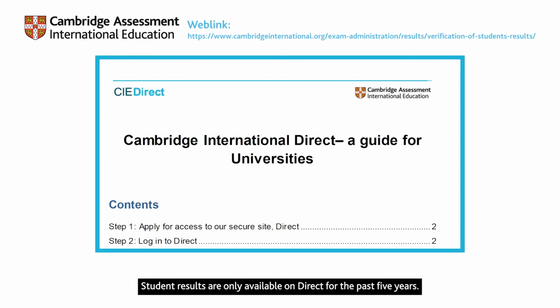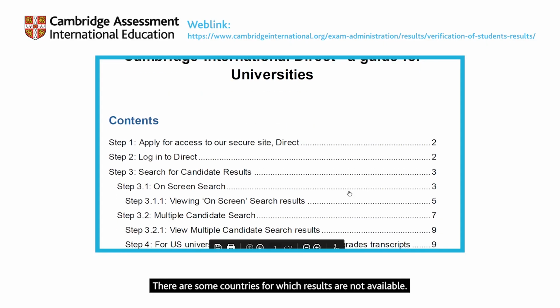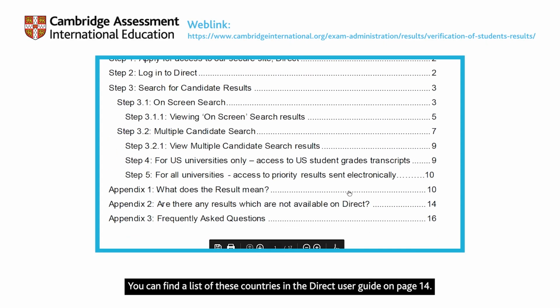Student results are only available on Direct for the past 5 years. There are some countries for which results are not available. You can find a list of these countries in the Direct User Guide on page 14.